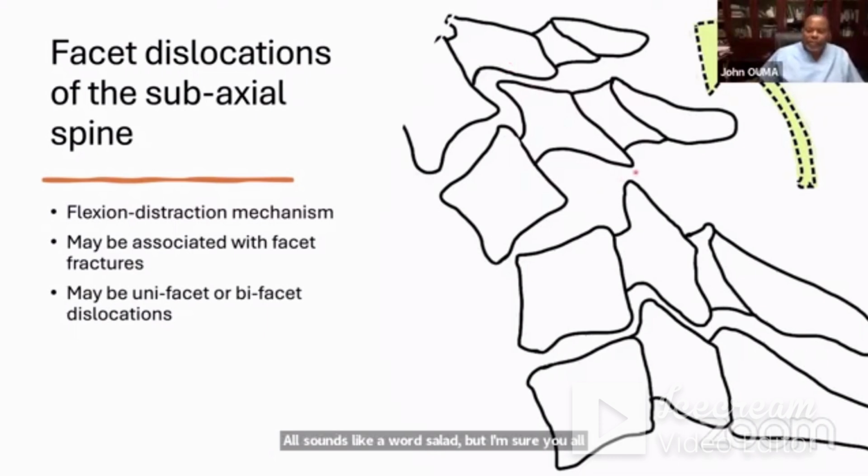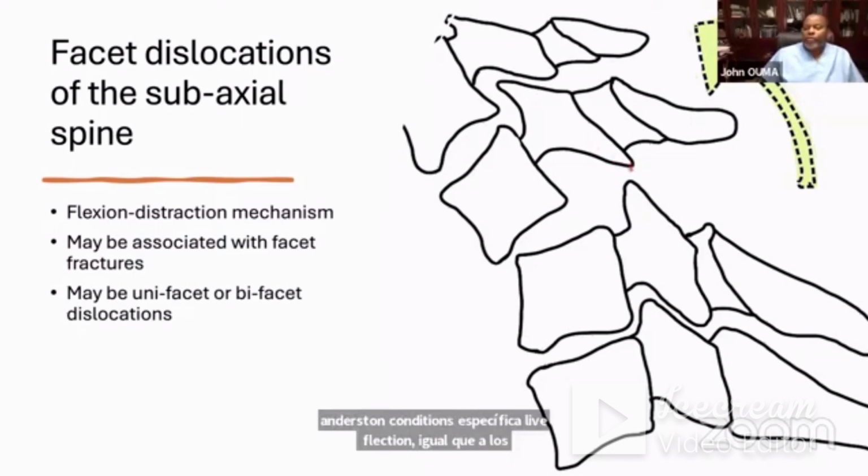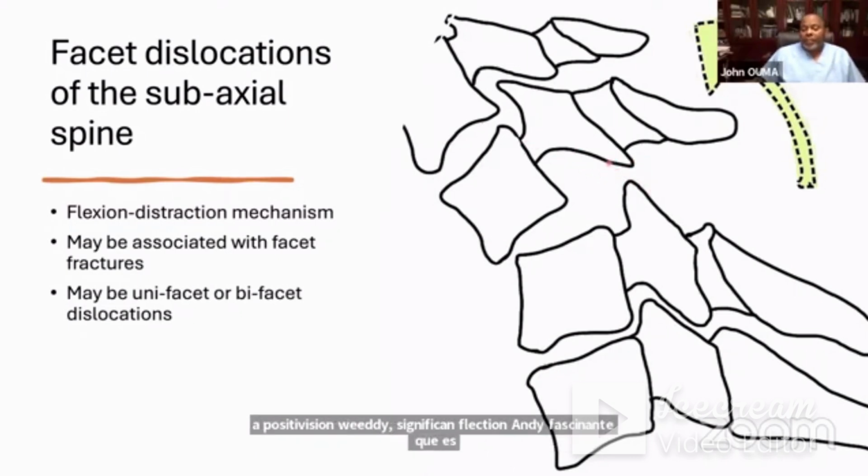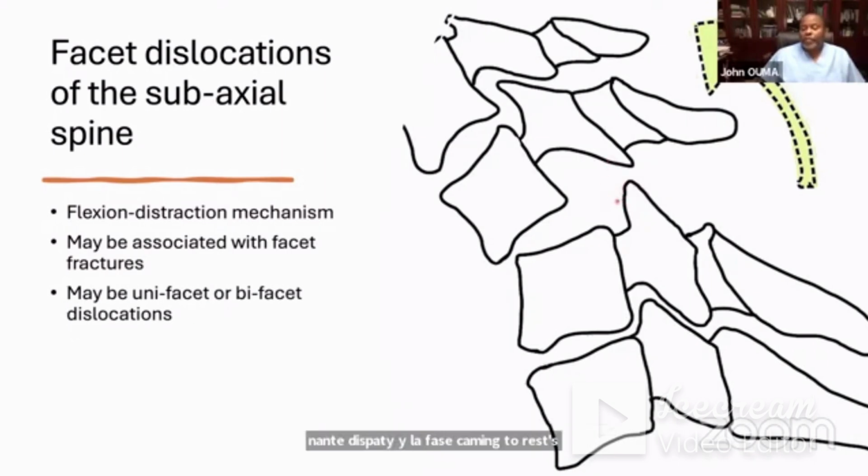So there's this unique arrangement which, under certain conditions, specifically flexion distraction, can result in significant flexion and distraction, leading first to subluxation and then perching. Should that continue, the inferior facet comes to rest in front of the superior facet. That creates a situation where the spinal canal gets compromised and the spine gets compromised.